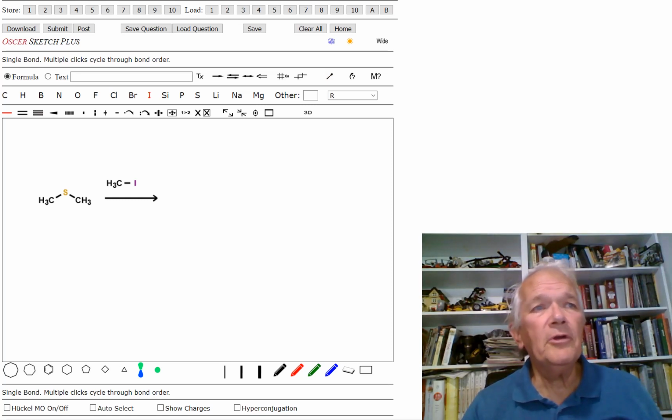In this video, we're going to have a look at sulfonium ylides. What's a sulfonium ylide, you ask? Well, I'm going to show you. We start off with this compound here, which is just a thioether. It's a sulfur analog of an ether.